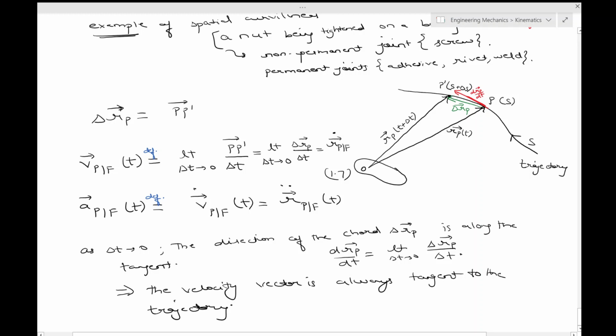because the velocity vector is equal to this limit of delta t tending to 0, delta rp by delta t, or rp with respect to F dot. Okay, so this is the same as rp, and this is the velocity. So that's always tangent to the trajectory.